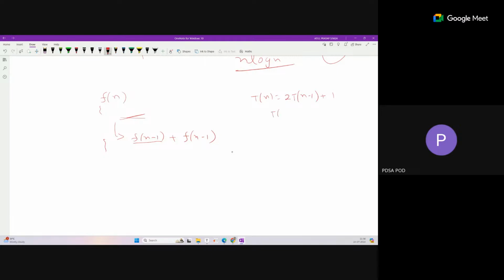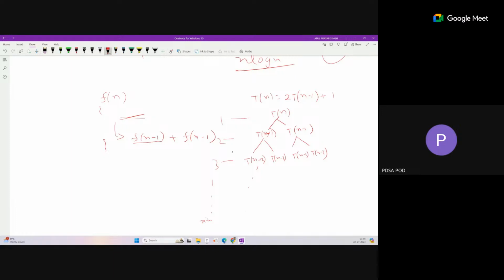So this is now T(n), then 2 calls, T(n minus 1) and T(n minus 1). Now next, it will again be T(n minus 2), T(n minus 2), T(n minus 2), and T(n minus 2). In this way, it will expand till the nth level. So this is the 1st level, this is the 2nd level, this is the 3rd level, and it will expand till the nth level. This time levels are n, not log n, because our problem is not dividing by 2. It is just reducing by 1.